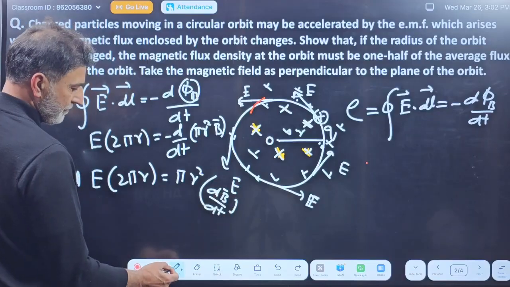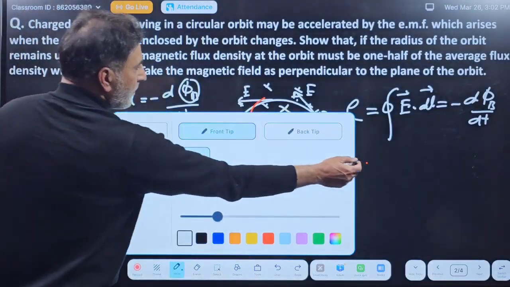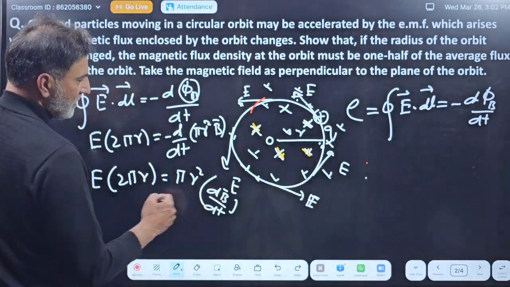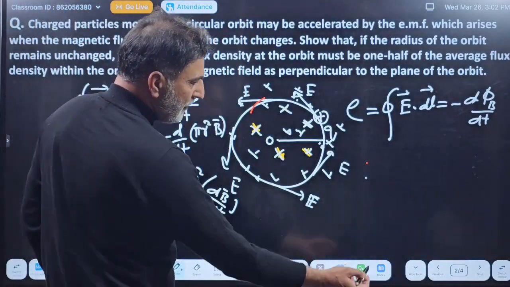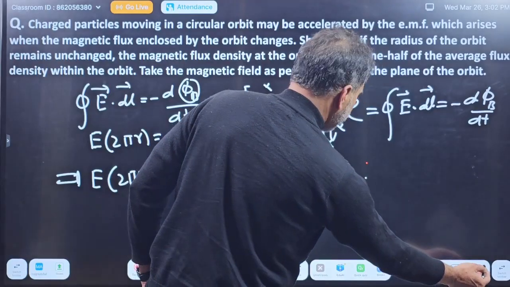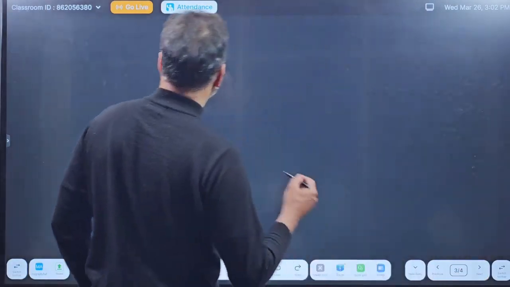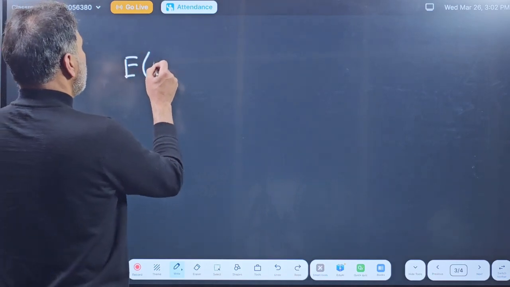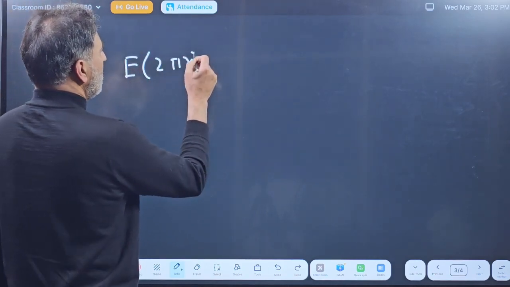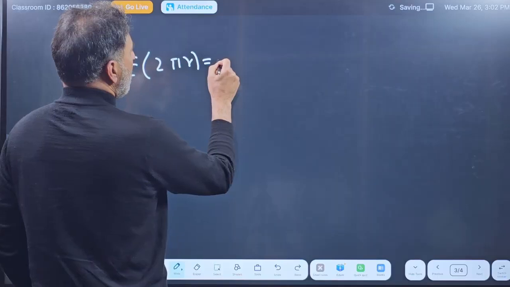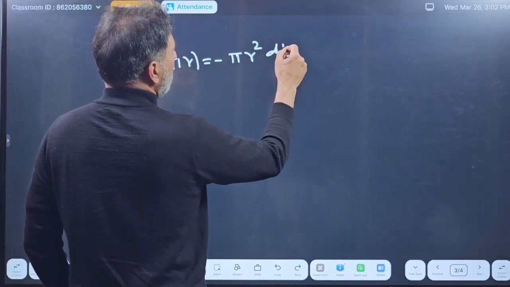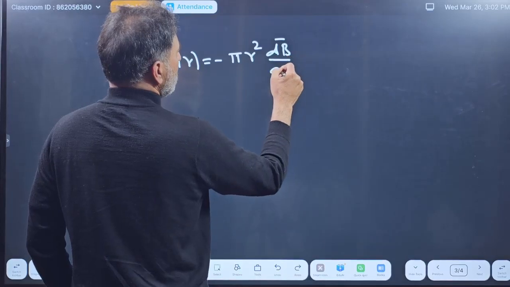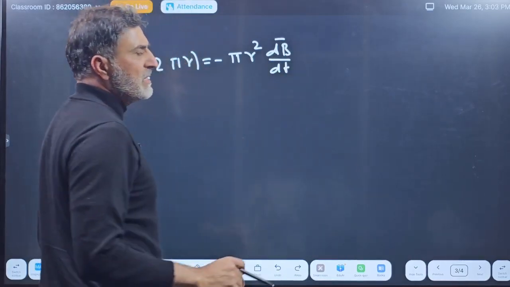Average. Okay, now let me go to the next page. E into 2 pi r is equal to minus pi r square dB by dt. It is average magnetic field, space average.